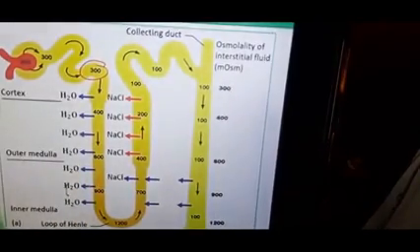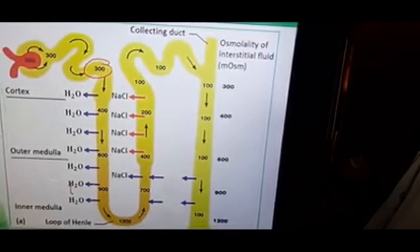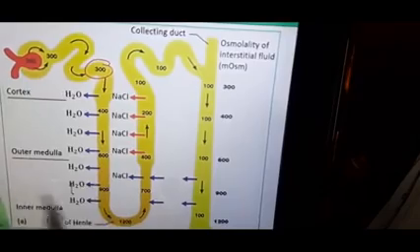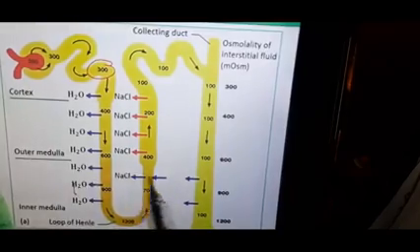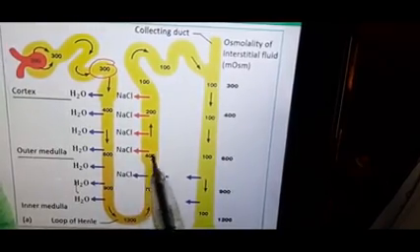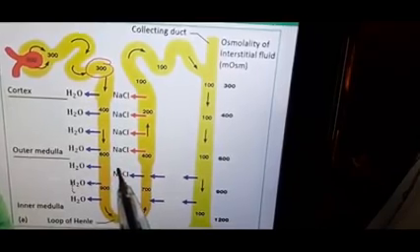Then there is impermeability of the thick and thin parts of the ascending limb to water, means water cannot pass through the ascending limb. Then blood supply to the medulla by vasa recta, means the vasa recta is here, that is removing the excess water and solutes, means excess water is going into the blood from this part and solutes are going from this into the blood. So it is being removed.